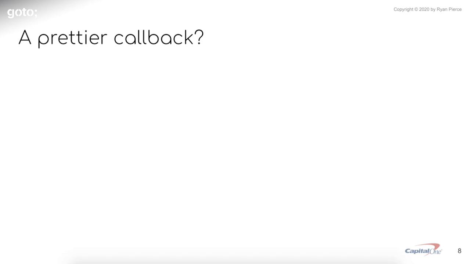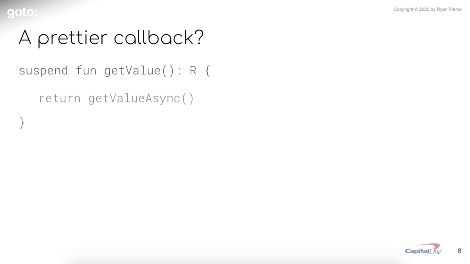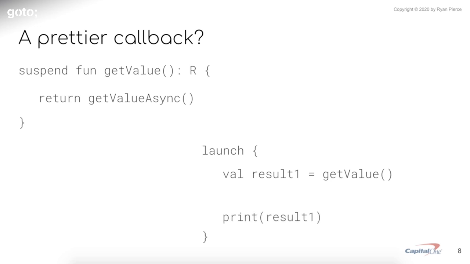But with coroutines, we use suspending functions. And because of how they're implemented, suspending functions can return their return types despite the fact that they can perform asynchronous operations. And that's one of their real superpowers. So we can, to use them, launch a coroutine, call getValue, which is a suspending function, get a result, and do something with that result.